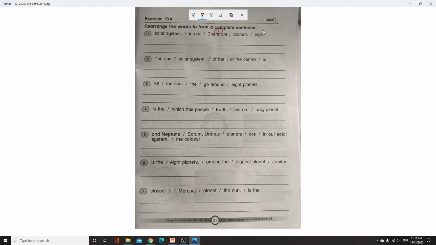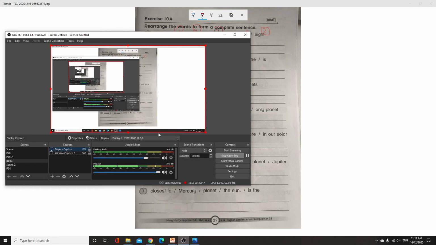how many planets? 8 planets, number 3 here, and then where? In our, number 4, solar system, this is number 5. So after that you just write it back: There are 8 planets in our solar system. That's all you need to do.